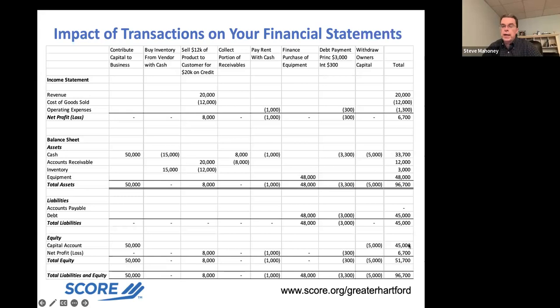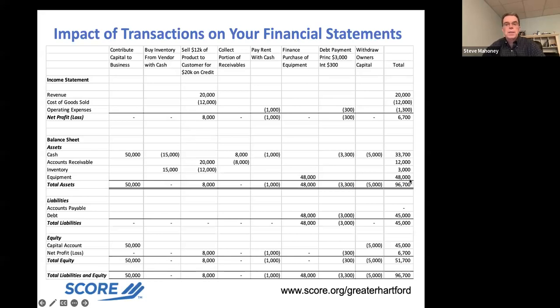And then in their equity account, they have $45,000 in their capital account because they put in 50, but they took out 5. So the 50 minus 5 is the 45. And then they have a net profit component of their equity of $6,700, which is the same 6,700 that's up here, for a total equity of 51,700. Total equity of 51,700, total liabilities of 45,000, total of 96,700, same as total assets, 96,700.